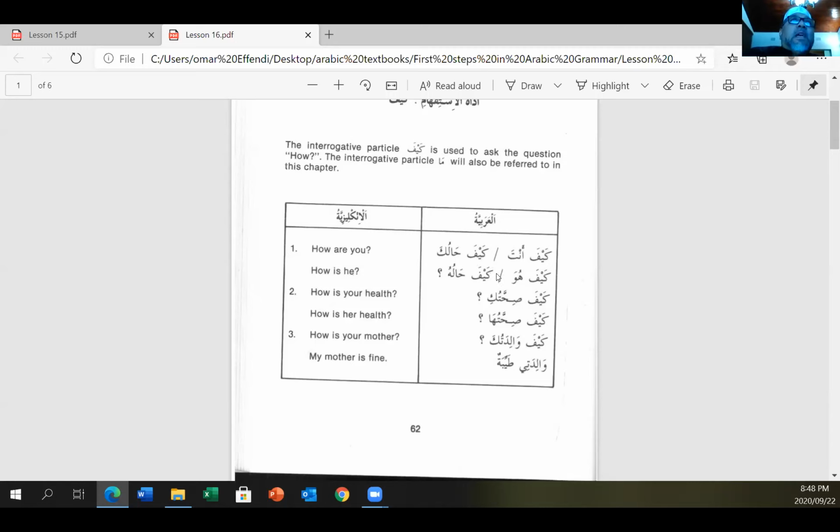And you can also say, kaifa haluhu, how is his condition? Kaifa haluhu, how are you? Whatever the case may be. Then we go a bit deeper. Now you want to ask with regard to the person's health. Kaifa sihatuki. Siha means your health.